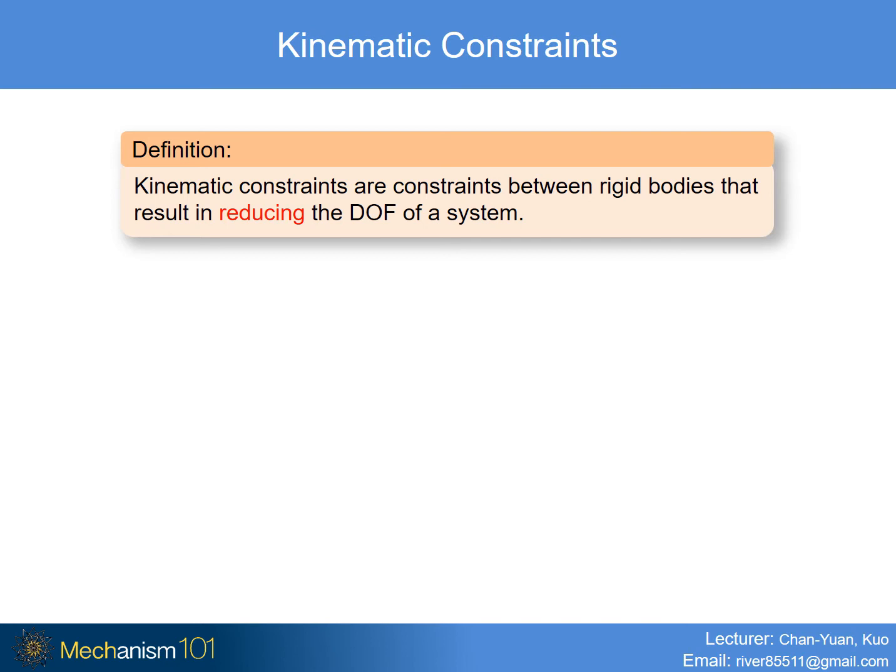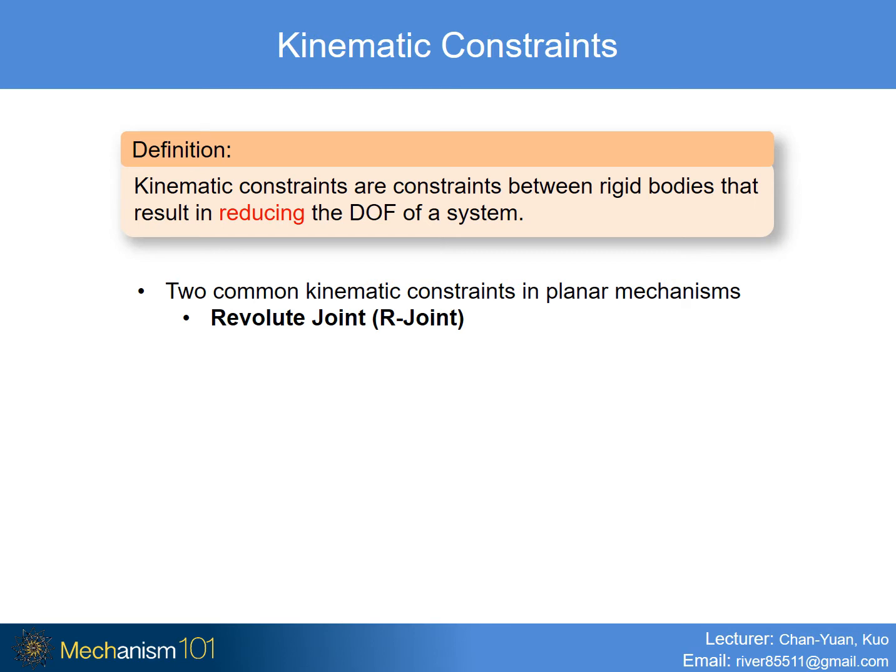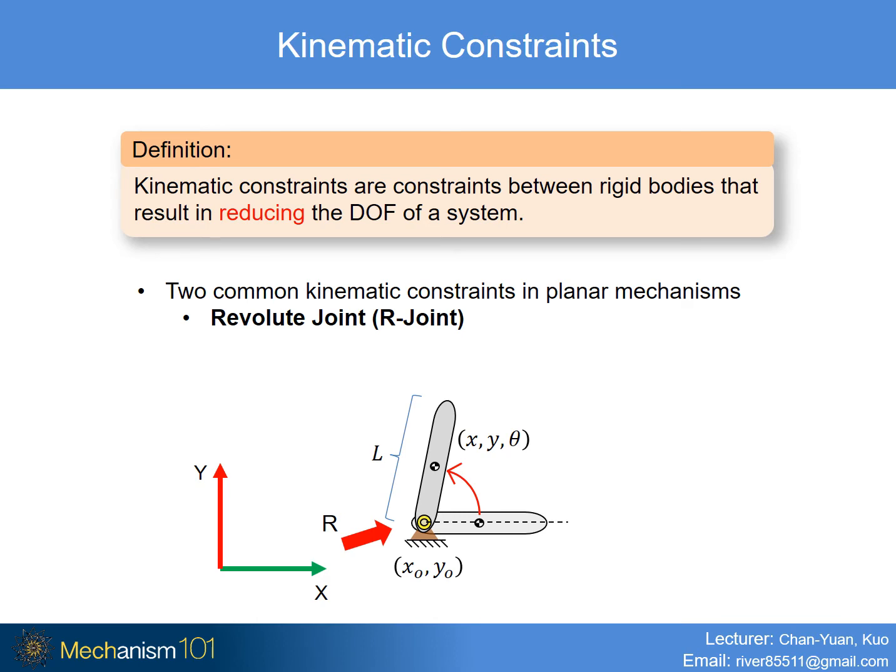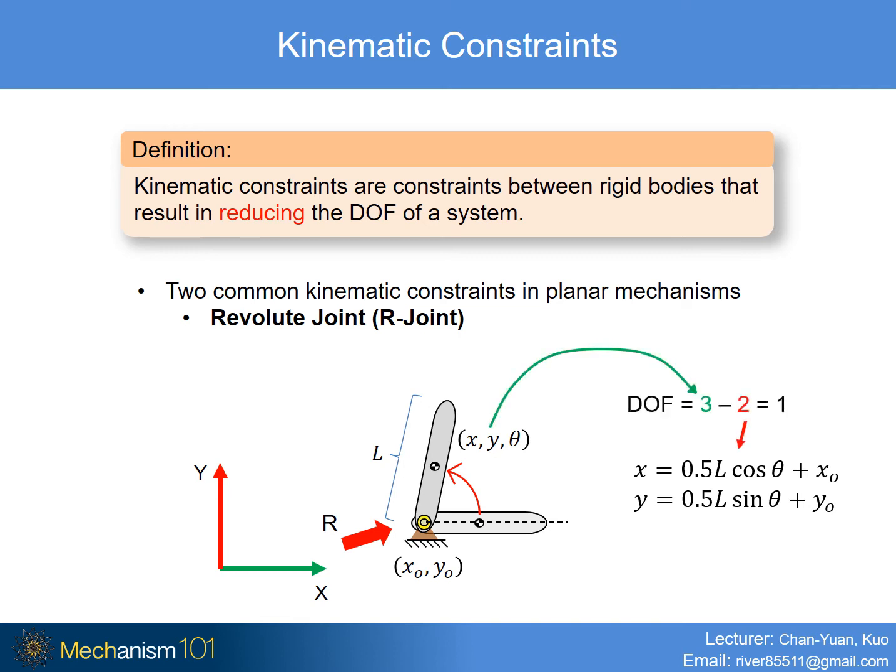In planar mechanisms, there are two commonly seen kinematic constraints. The first one is the revolute joint, or R joint in short. As you can observe in this example, the rigid body is constrained by an R joint, which allows only rotation about the point XO, YO, and results in reducing 2 degrees of freedom of the rigid body. This result can also be described using these two equations, or what we call constraint equations. So now it is clear that an R joint reduces 2 degrees of freedom of a system, and the degree of freedom of this system reduces from 3 to 1.